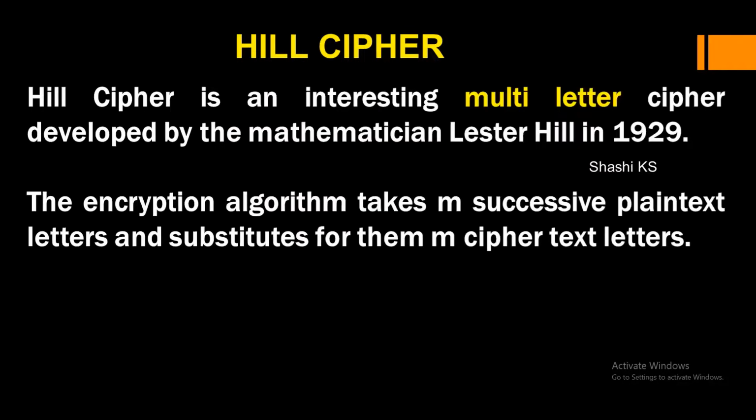So Hill cipher is basically a multi-letter cipher developed by the mathematician Lester Hill in 1929. The meaning of multi-letter cipher is that it encrypts multiple letters of the plain text. That is, it takes m successive plain text letters and substitutes them with m ciphertext letters. And Hill cipher is also a polyalphabetic cipher.